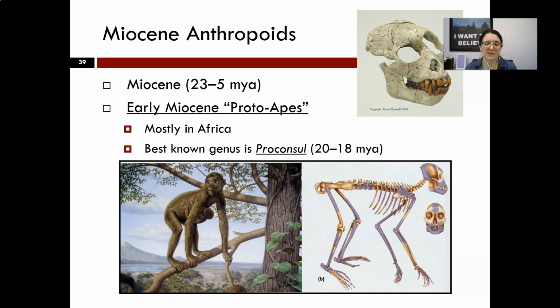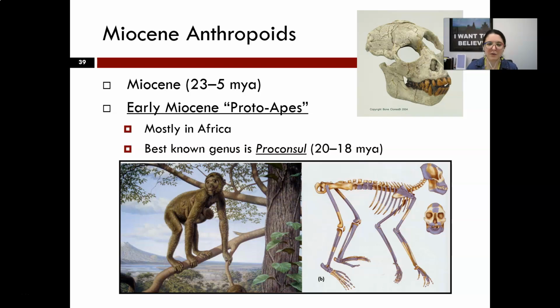So while we don't see a lot of variety in the earliest primates, once we get to the Miocene, we start to see a bit more of kind of an explosion, as it were. We start to see a bit more diversity in terms of these forms. And they start to look a lot more similar to the living primates, particularly monkeys and apes that we see today. In the early Miocene period, we see a lot of these so-called proto-apes that are much more similar to the living apes that we see to this day.